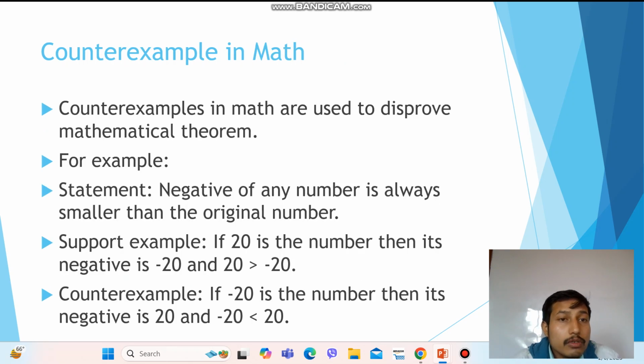Now let's move on to counter example in mathematics. Counter examples in mathematics are used to disprove mathematical theorems. For example, let's take one statement. Negative of any number is always smaller than the original number. The supporting example of this statement is if 20 is the number, then its negative is minus 20 and we know that 20 is greater than minus 20. The counter example of this statement is if minus 20 is the number, then its negative is 20 and minus 20 is less than 20.